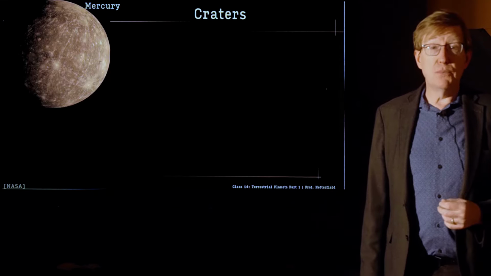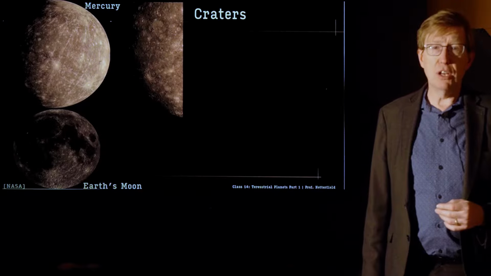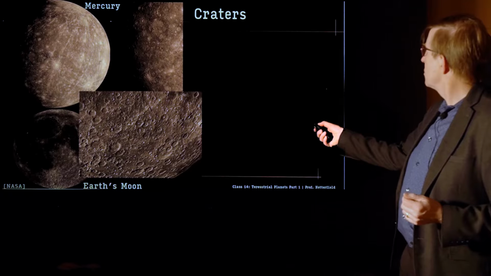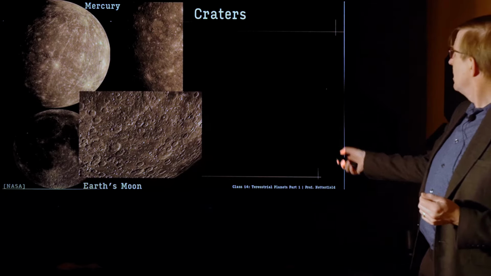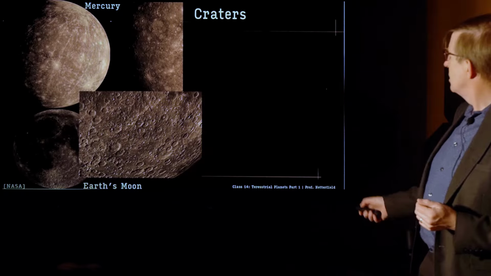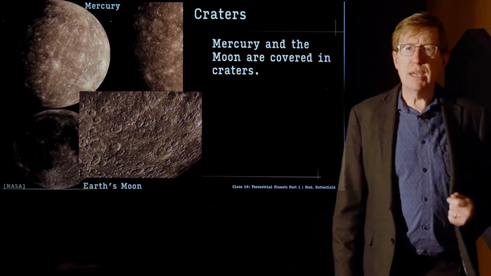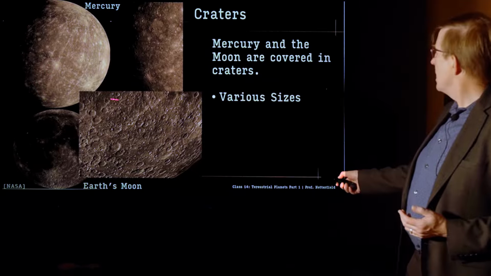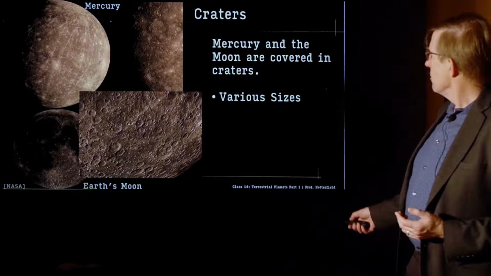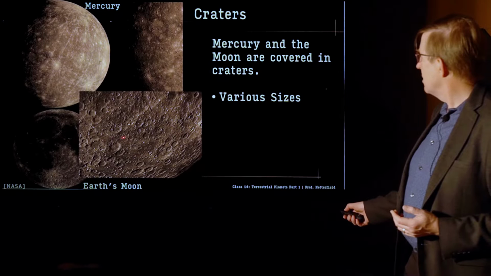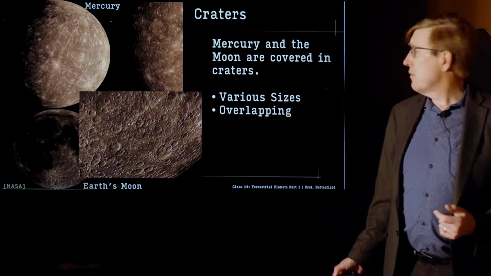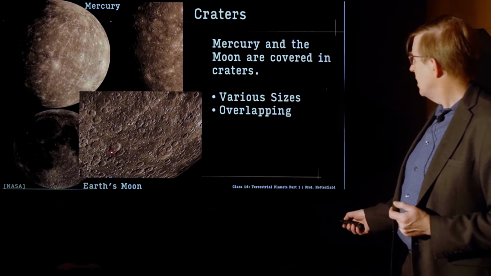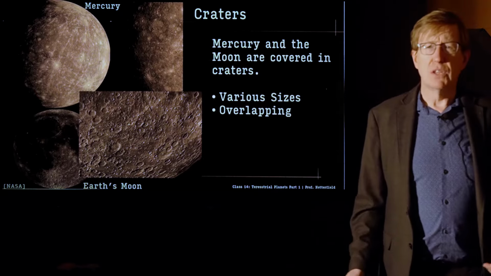So another thing we notice, if we look up close at Mercury and the moon, is that Mercury is actually covered in craters. There are all these craters on the surface of Mercury, and all these craters on the surface of the moon. Mercury and the moon are covered with craters. There are various sizes. Some are very large. You can see here the edge of an extremely large crater. And there are really tiny ones that go all the way down to the size you can barely see. They're overlapping. You can see that there are craters on top of each other. There's a medium-sized crater with craters inside it, and two craters that are next to each other. It's like the craters are overlapping.